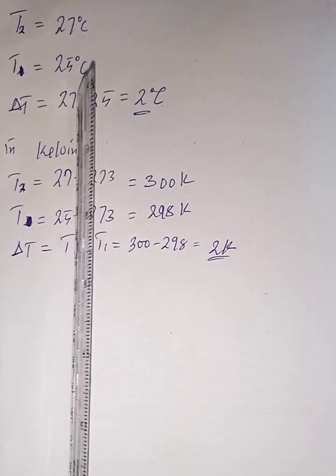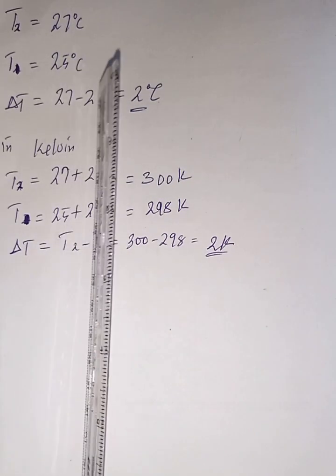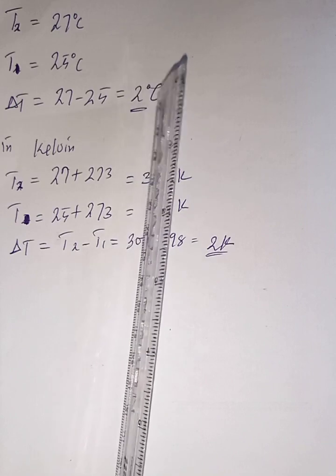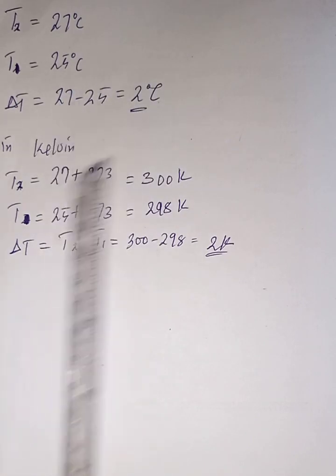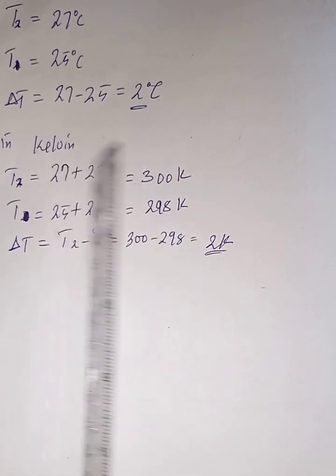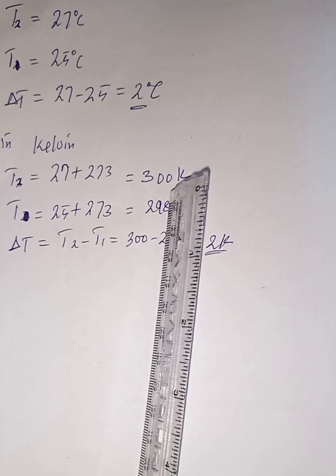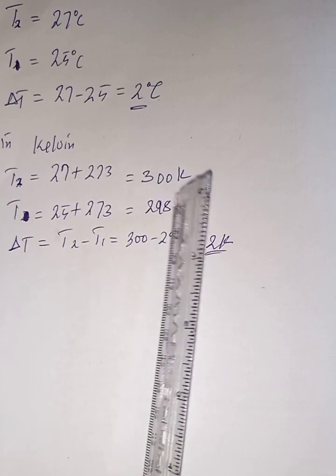Then if you find the difference in temperature in degrees Celsius directly, you take the higher one and the lower one to give 2 degrees Celsius. Now let's find it in Kelvin. Add 273 to this, and also add 273 to the other one. If you add 273, that means you are converting them to Kelvin.